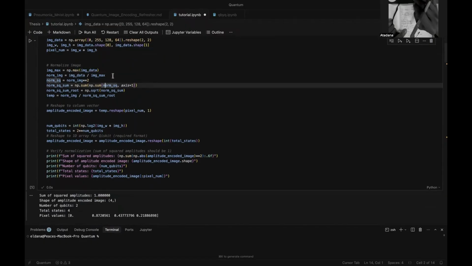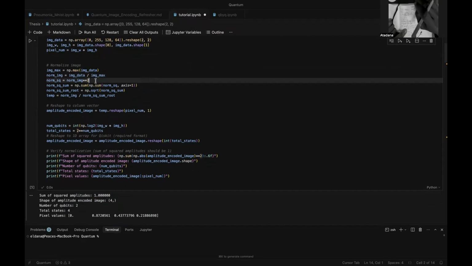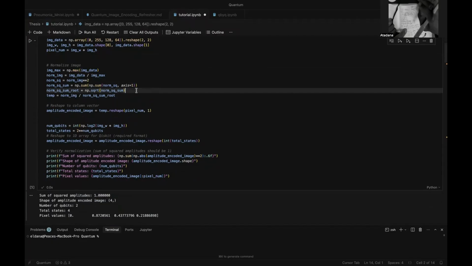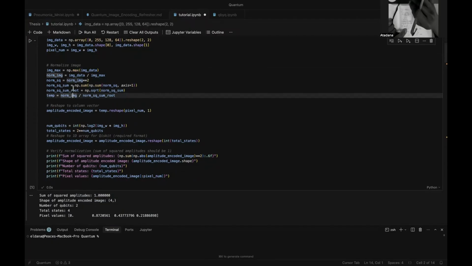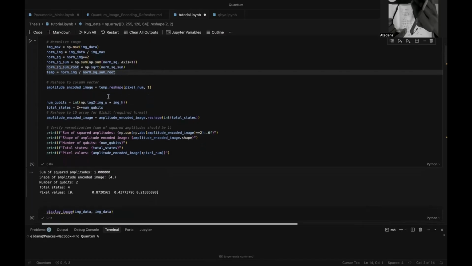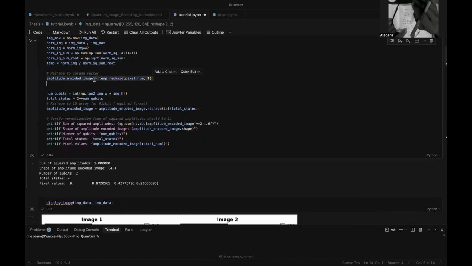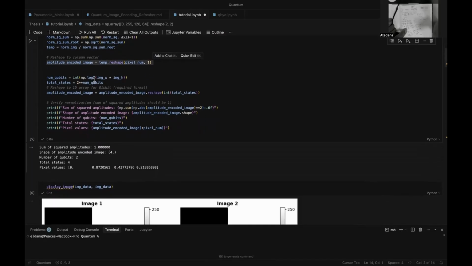You divide the image by the max, you square all of them, you sum them, you square root it to get the norm, the magnitude, and you divide the image by the magnitude to get your normalized image. This is the amplitude encoded image, which satisfies the condition that the sum of all of the squares equals 1.